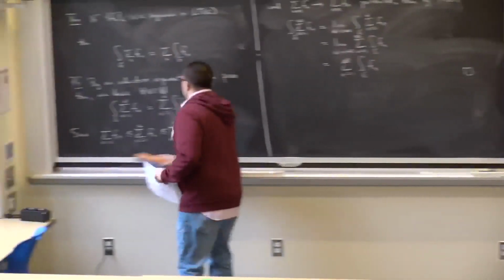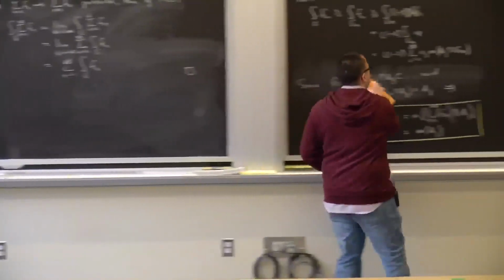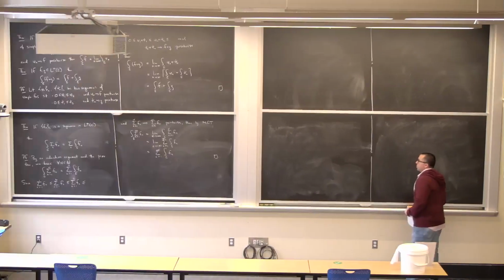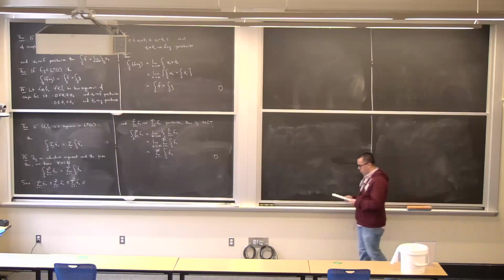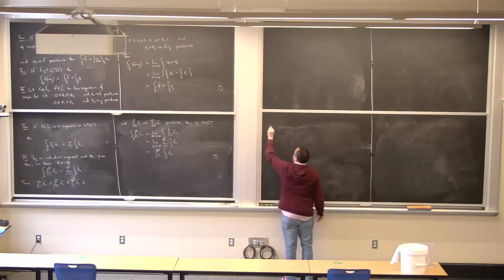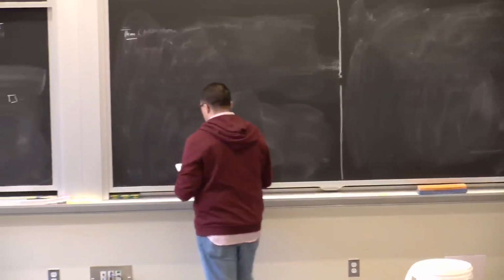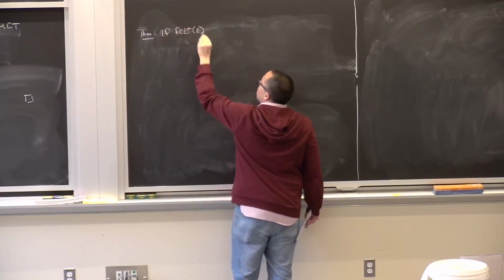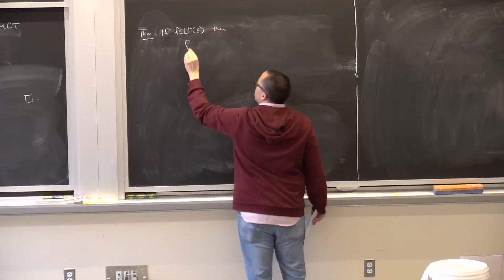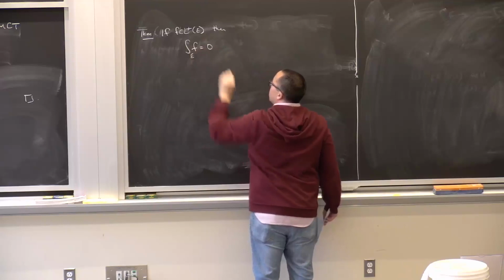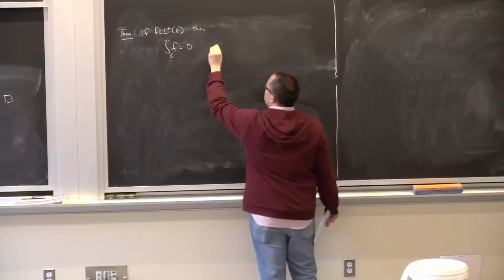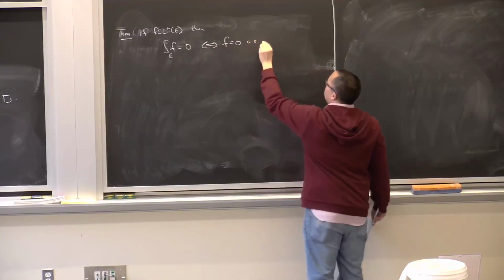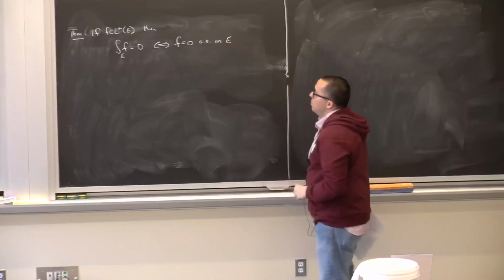Let's do some more properties of the integral. Now back to properties of the integral. So if I have a non-negative measurable function, then the integral of f equals 0 if and only if f equals 0 almost everywhere on E. Okay?